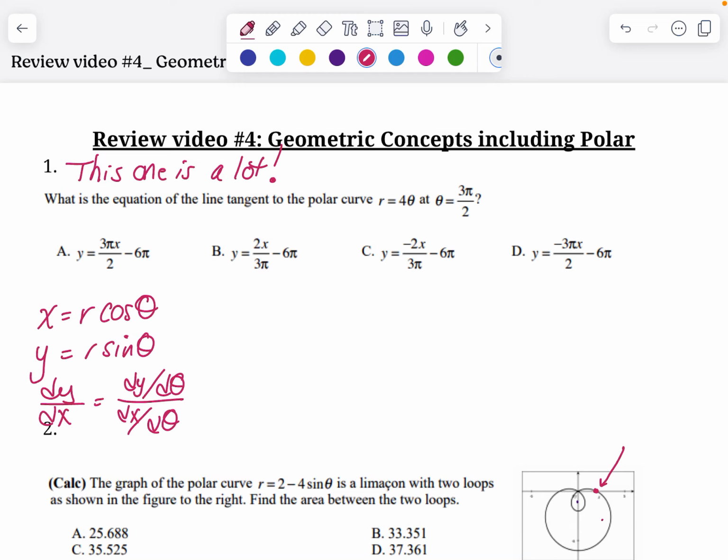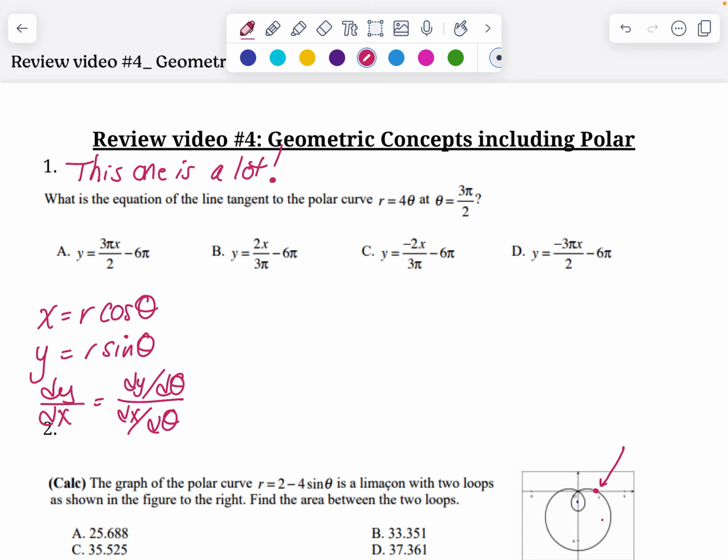Hi, we're here today to review the geometric concepts within BC Calc. In particular, this was in a unit that we call geometry. As a subset of that unit, we did all things related to polar graphs. I'm going to start this video by looking at the examples that are about polar.